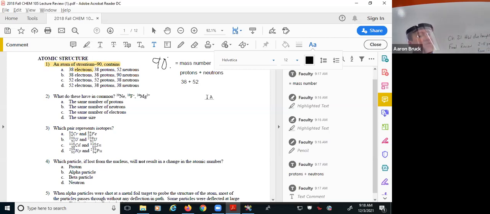If this said an ion of strontium-90, then we would know we have an imbalance of protons and electrons based on strontium's position on the periodic table. What ion would we expect for strontium? +2. It's in the second column. All the alkaline earth metals form +2 ions. What does a +2 mean? It means I have 2 more protons than electrons. So it is 36, 38, and 52 instead.